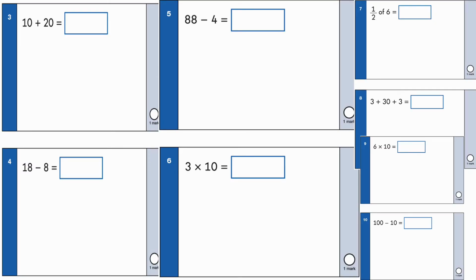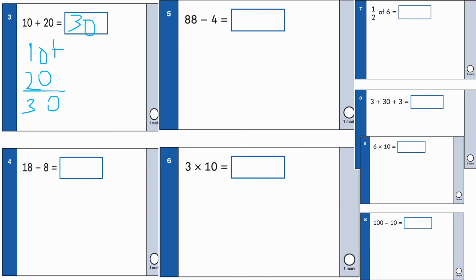This is question number 3. 10 add 20. Okay, if I write it in column method, so 10 add the 20. So 0 add 0 is 0. 1 add 2 is 3. So the answer is just 30.